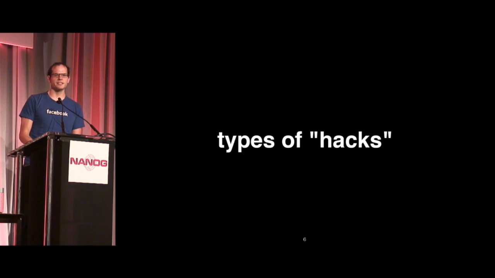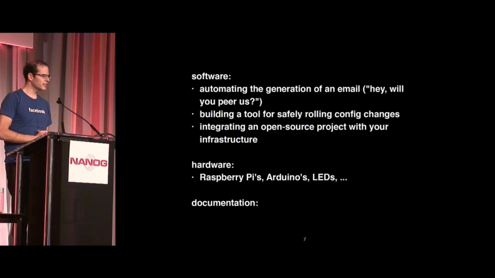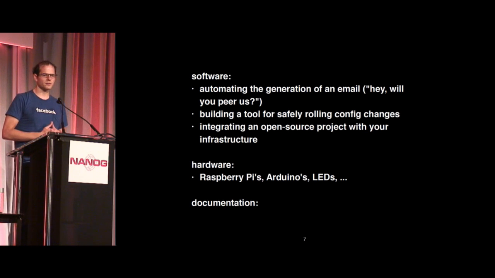So, types of hacks. There's a wide range here. It doesn't have to be software. There are some examples here of software, for example automating emails that might have come out of yesterday's event of, hey, will you peer with me? But we could also look at hardware hacks such as console servers with Raspberry Pis. And finally, even documentation, such as writing a great wiki for your favorite open source project or something else that you're working with.